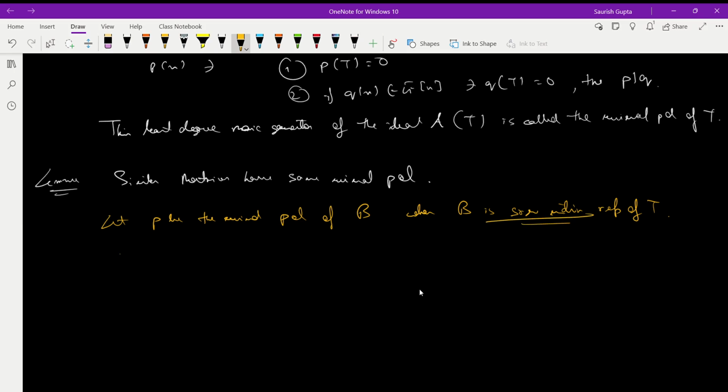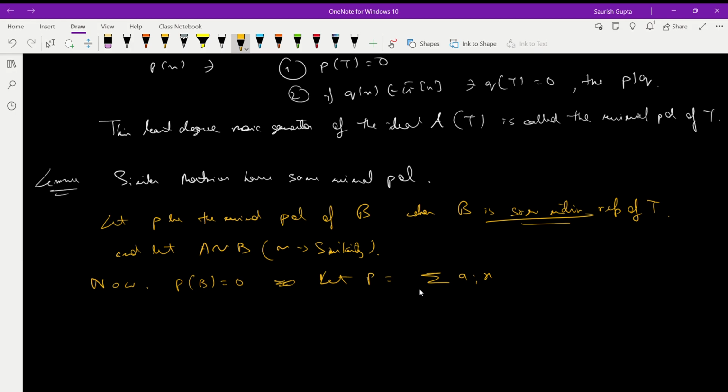So obviously the minimal polynomial of a matrix is basically the least degree monic generator of the set of all polynomials which annihilate the very matrix. And annihilating a matrix is also quite trivial to notice, because it has the same definition. So let p be the minimal polynomial of a matrix B, where B is some matrix representation of T. We won't use this term anymore. And let A be similar to B.